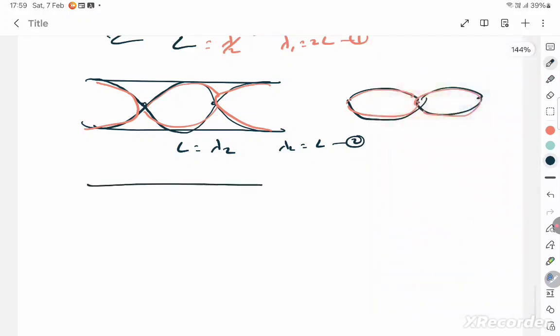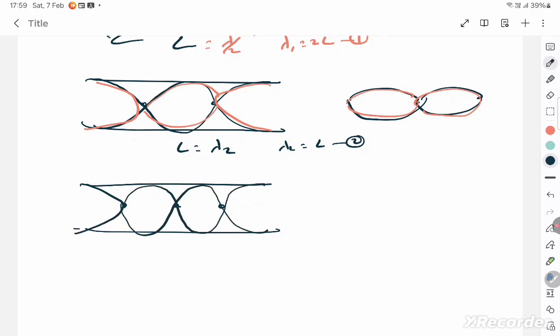Let's go to the third one, in which you can have 3 nodes. Antinode, and you can compare this with one full thing. Can you see a 1 and 2? This is one full wavelength, and there is a half wavelength.